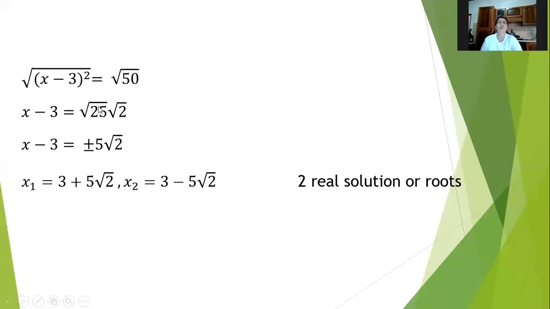The square root of 25 is positive and negative 5. Copy the square root of 2. Then x minus 3 is equal to positive and negative 5 square root of 2. Then x sub 1 is equal to 3 plus 5 square root of 2, and the other one, x sub 2, is equal to 3 minus 5 square root of 2. We have also two real solutions or roots.